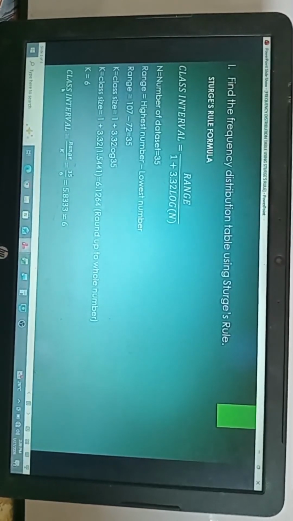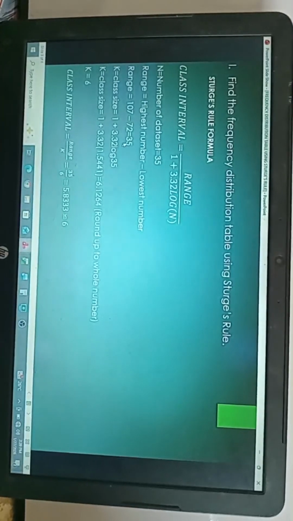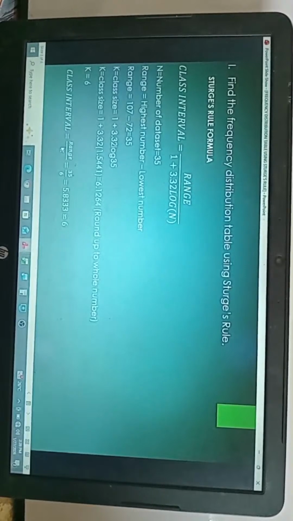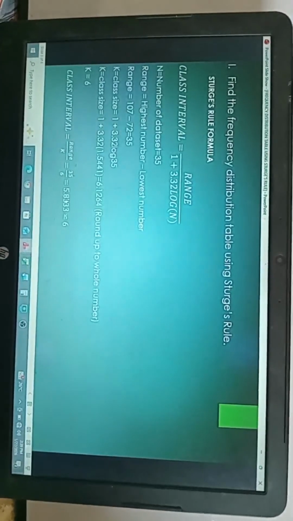Then we have to calculate our class interval, that is the range over K, the class size. Our range is 35, as you can see here, and our K, the class size, is 6. So we are going to use them to determine our class interval. Now we have 35 over 6, giving us 5.8333, which is approximately 6. So we are going to round it up just like we did for the class size.